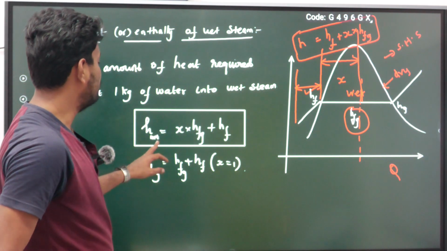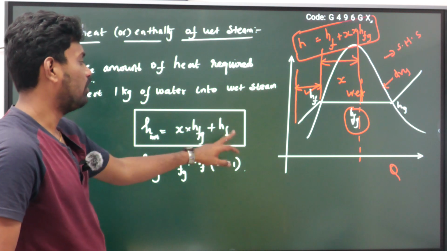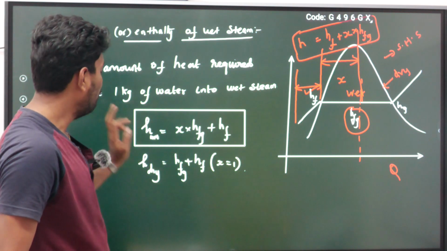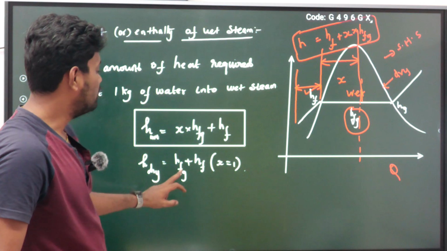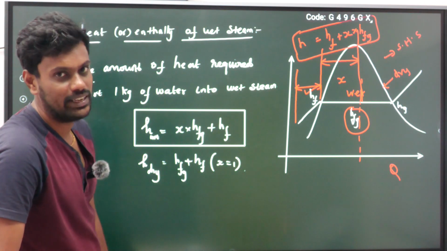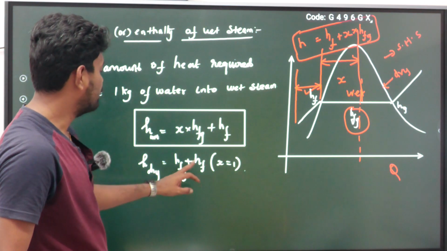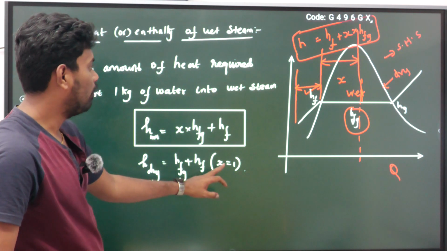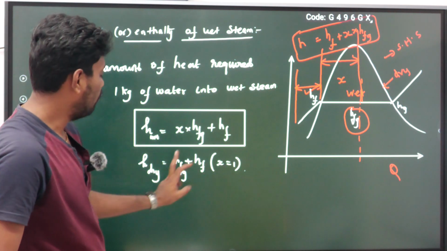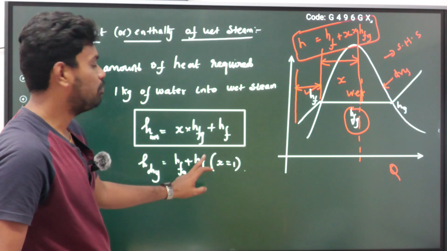Okay, H wet is equal to X into HFG plus HF, or HF plus X HFG. And H dry steam is equal to HFG plus HF. Why HFG plus HF? Because for dry steam I have already told X is equal to 1. So the formula for dry steam is HFG plus HF.